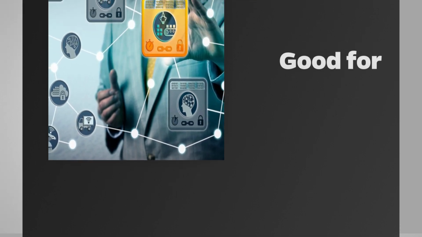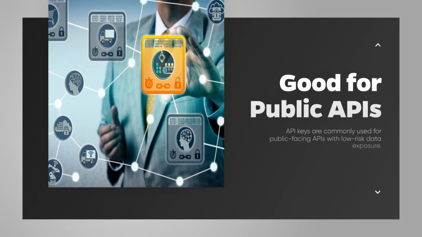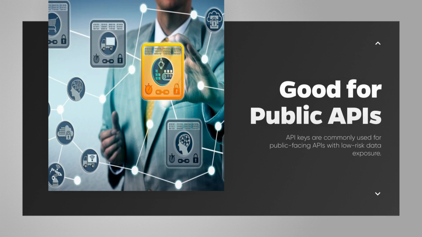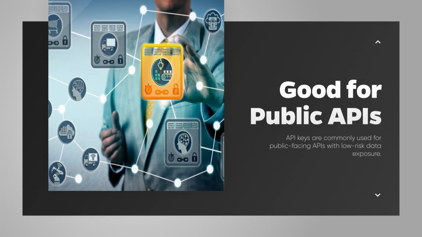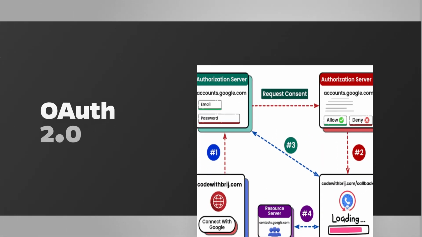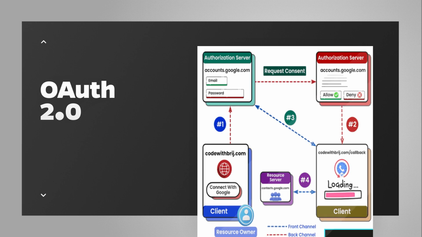API keys are commonly used for public-facing APIs with low-risk data exposure, as they offer a simple and efficient method of authentication. However, for APIs handling sensitive information, more robust authentication mechanisms should be considered. Implementing OAuth 2.0 or JWT-based authentication can provide enhanced security and flexibility for protecting sensitive data in public APIs. Let's take a closer look at OAuth 2.0 and explore how it offers improvements over other authentication methods.